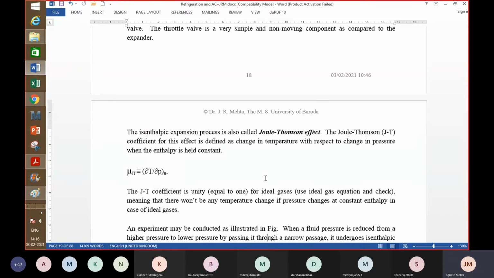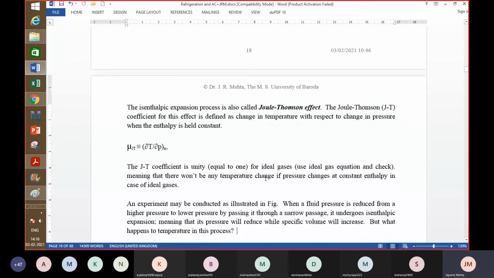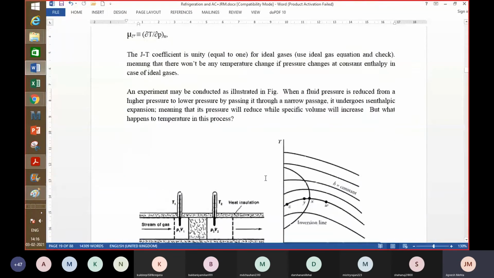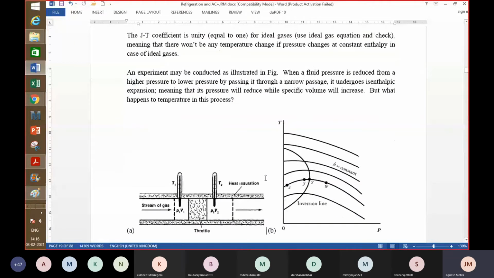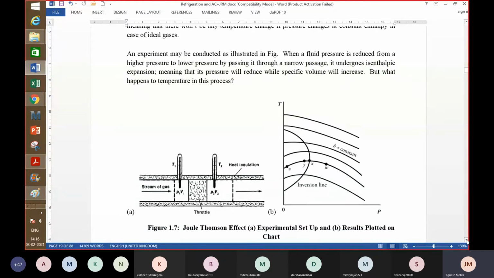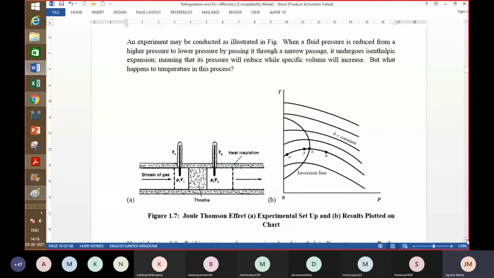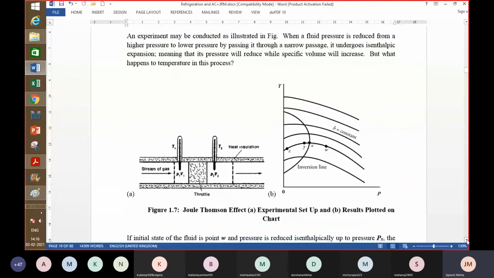When a fluid pressure is reduced, you can see on this side you have high pressure fluid, and you put some throttling device, right? It can be a curtain with a small hole, or it can be a valve kind of thing, or a porous media plug can be there. So here you have high pressure, and when the fluid passes through that, the low pressure is created.